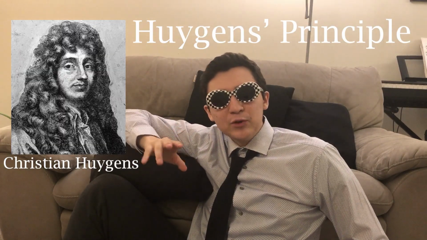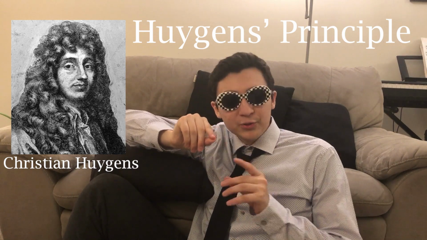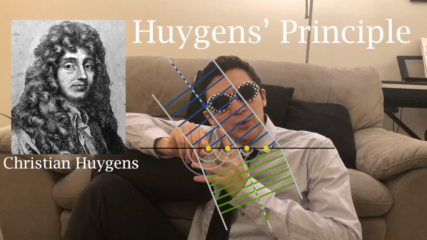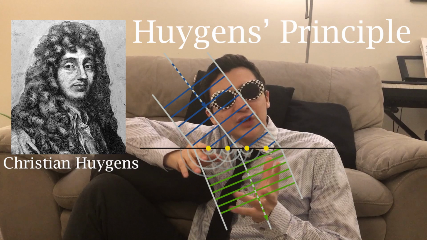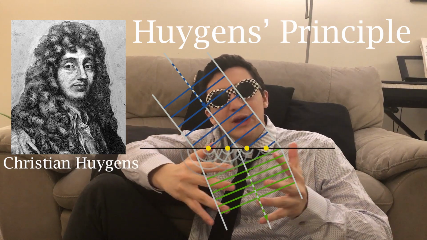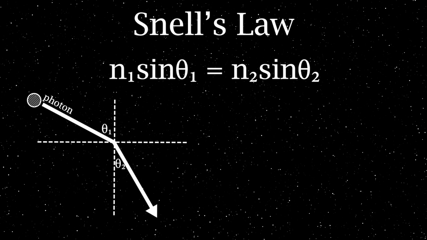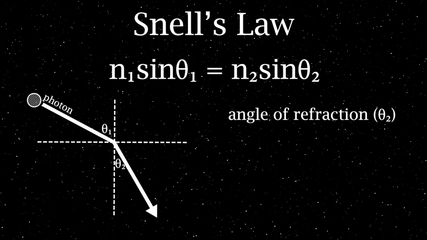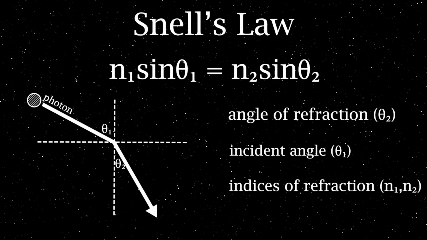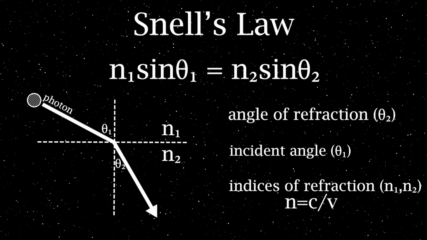This is illustrated by Huygens' principle, stating that every point of a wavefront is also the source point where secondary waves spread out from, and the resulting tangent line of all the secondary waves make up the new wavefront. This behavior is also proven by Snell's law, which allows one to calculate the angle of refraction with the incident angle and the indices of refraction, which is a ratio of light speed to the speed of the medium.